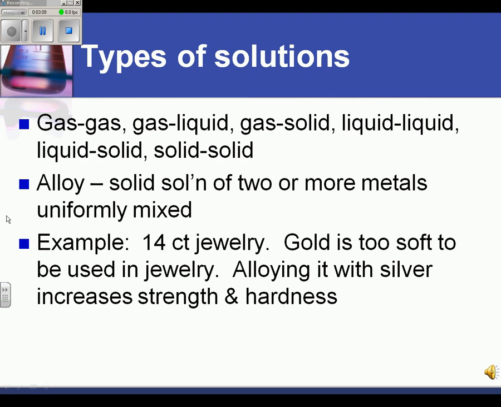A solid-solid solution is something that we call an alloy. It's something that some of you may actually be wearing right now. 14-karat gold jewelry is an example of an alloy. Basically, gold is too soft to be used in jewelry because it just scratches, it bends. But if we alloy it with silver or mix it with silver, we increase the hardness and the strength of that particular product while still maintaining that gold look.